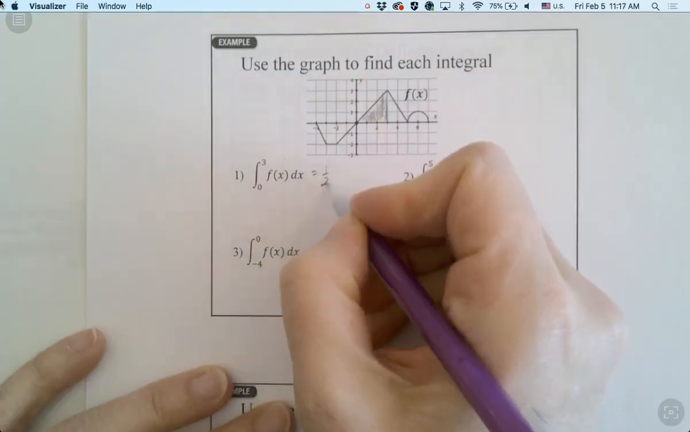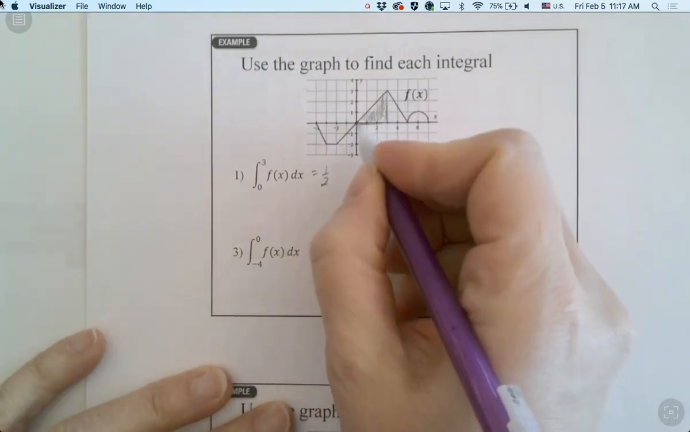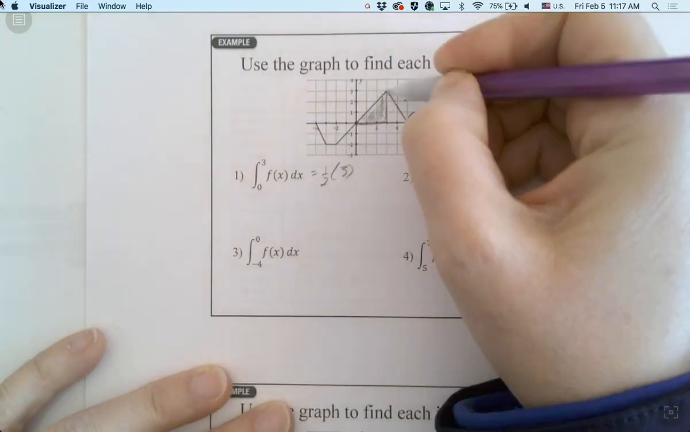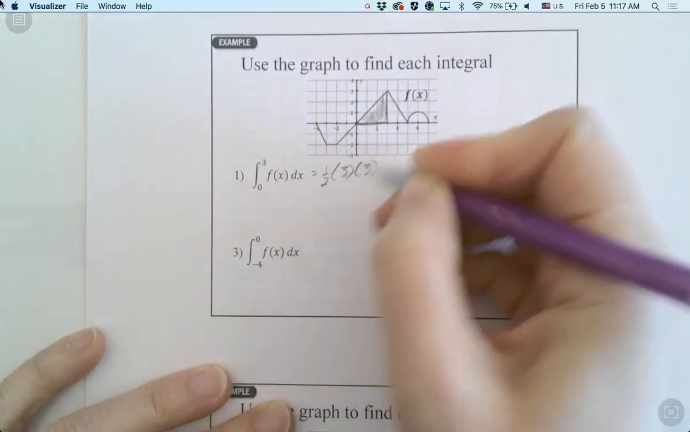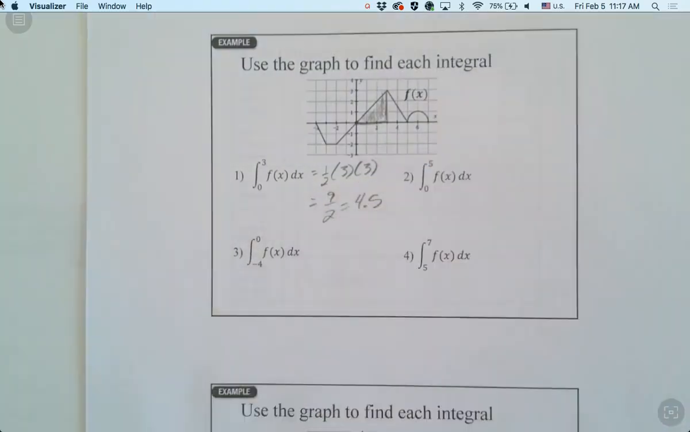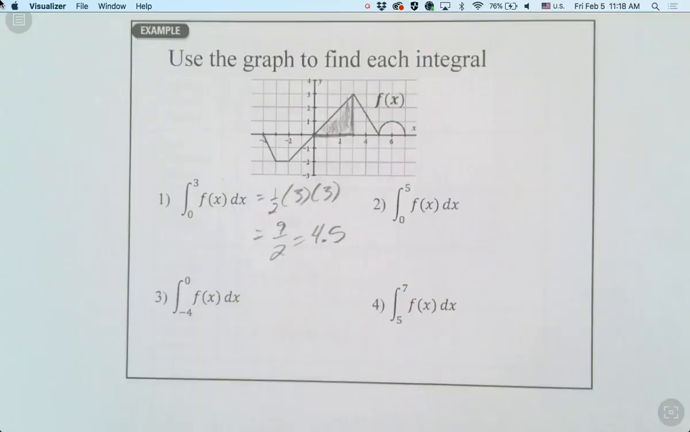Well, it's 1/2, and then the base would be from here over to here. So that's 3. And the height is also 3. So that is 9/2 or 4.5, whichever you prefer. I don't mind. Okay, do number 2. What do you have for number 2?